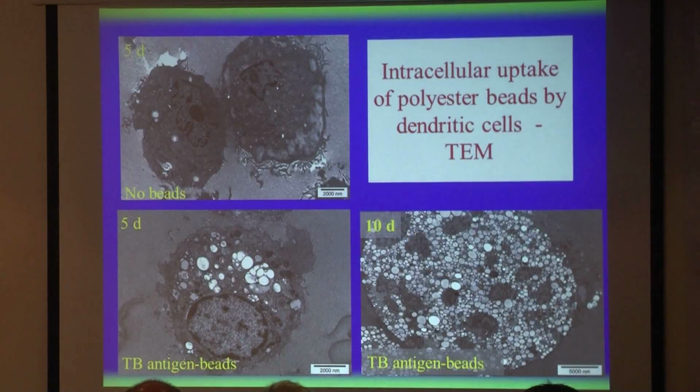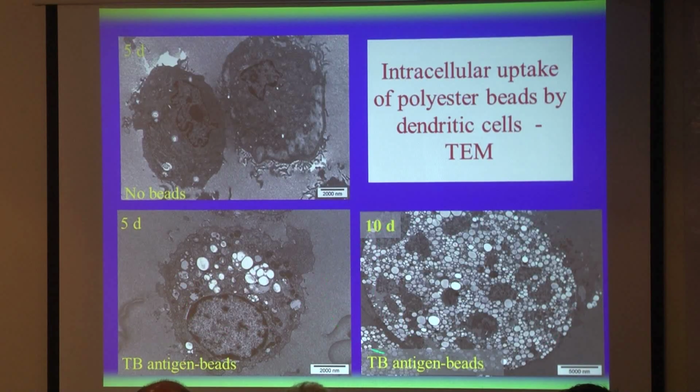And then we looked into the uptake by dendritic cells with those beads displaying the antigens. These are dendritic cells, no beads present. In the presence of beads, we can see uptake. This is electron microscopy. After 10 days, the dendritic cell is really fully packed with those beads. They seem to love to take up these polyester beads efficiently.